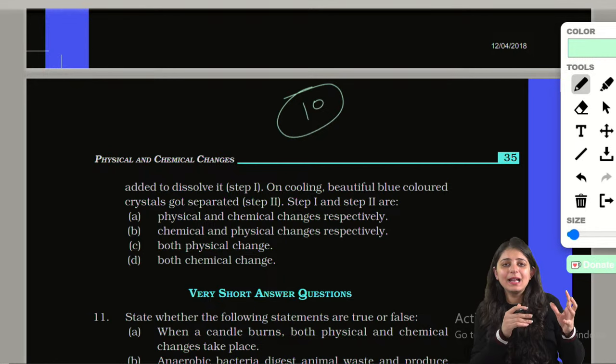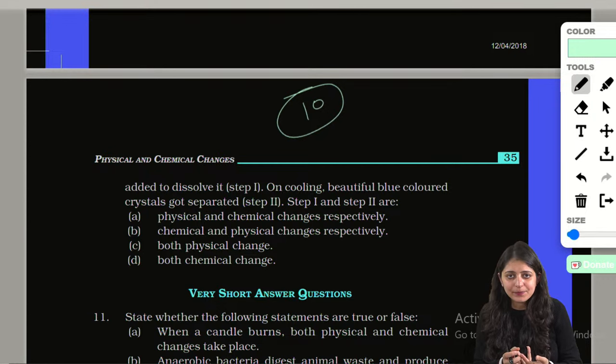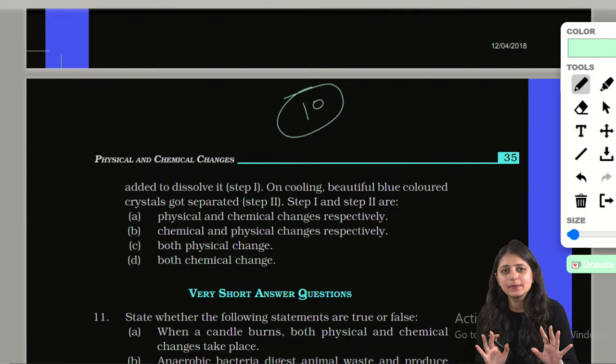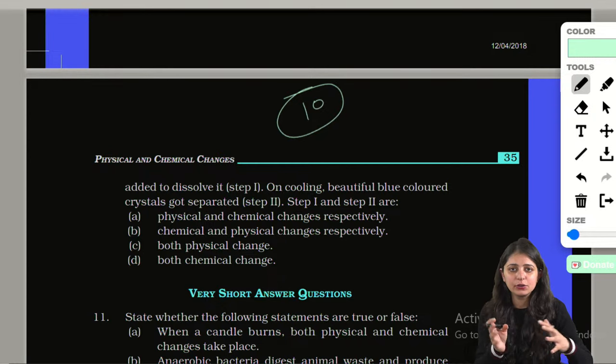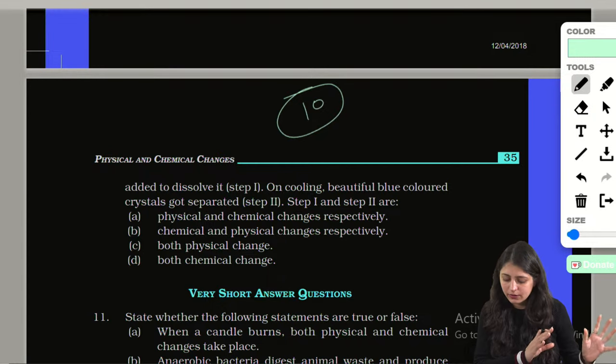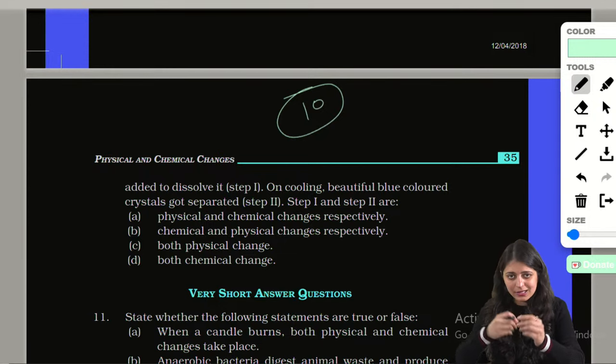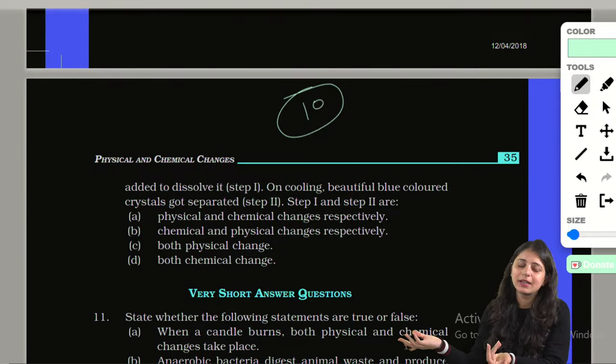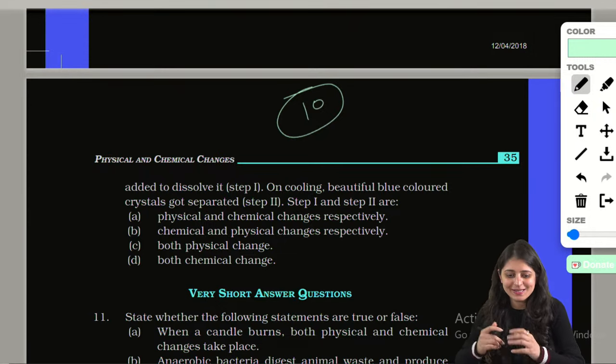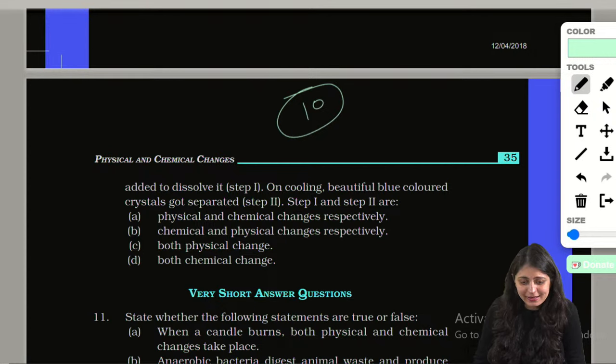Soni, beta, pehle aapne copper sulfate ko paani mein dissolve kiya. Jab aapne usko paani mein dissolve kiya, to copper sulfate ka ek solution ban gaya. Theek hai? But koi naya substance nahi bana. Ab jitna copper sulfate dissolve ho sakta tha hua, you've left it to cool down now. Pehle hot water mein dissolve karke aapne chhod diya usse. Cool down hone ke liye chhod diya. Now crystals of copper sulfate will come out. Again, no new substance is being formed. So both are physical changes. 10 on 10.